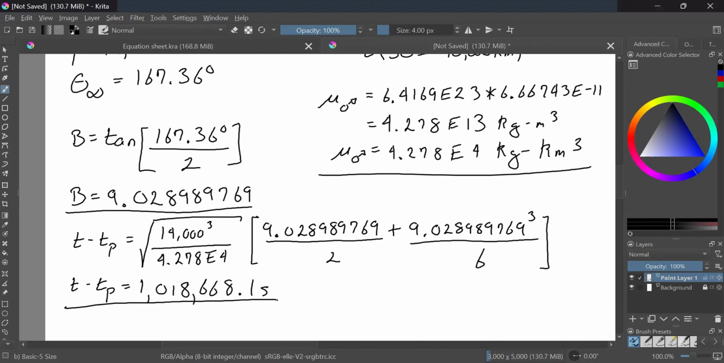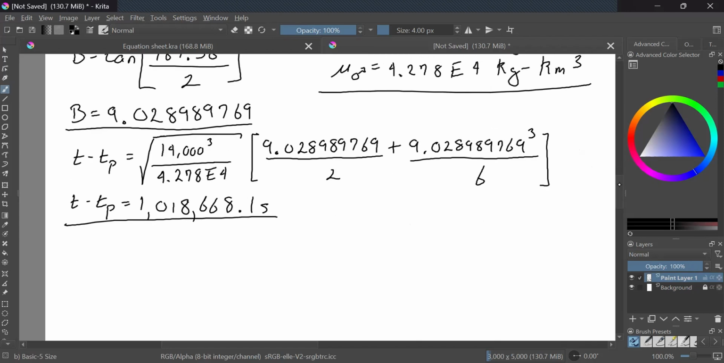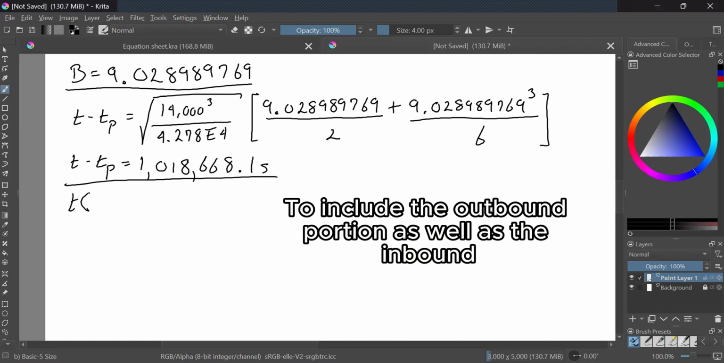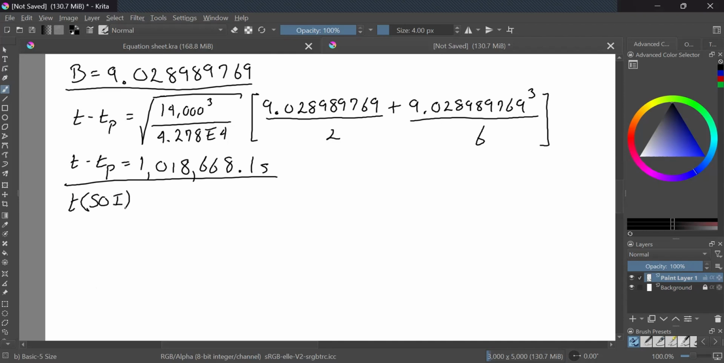But hold on just one moment. That's not our final value. That is the value for the entire inbound leg, from when we entered our sphere of influence to periapse. So we need twice that to get the entire sphere of influence time. And that's just going to be 2,037,336.2 seconds. And that is the value that we want.